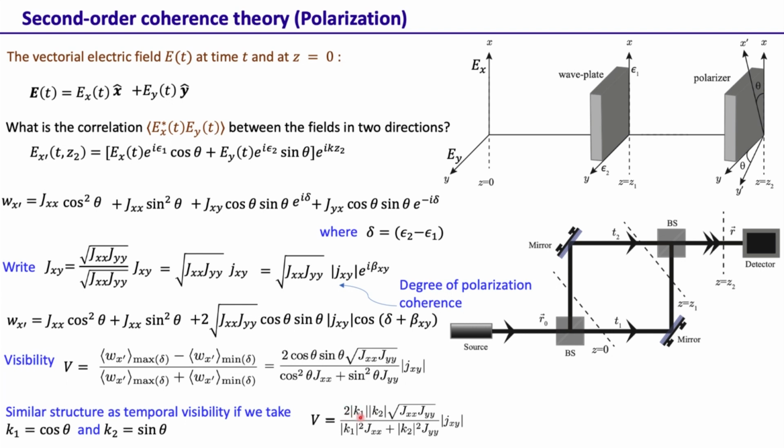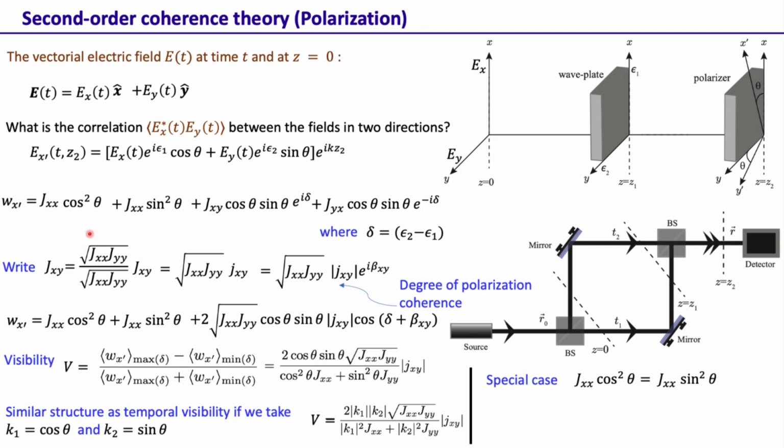So there we had 2 k1 k2, the intensity in the x direction, the intensity in the y direction. If we recognize that k1 is cosine theta and k2 is sine theta, then we can write this in terms of k1 and k2. It will look like this, and this structure is the same as we saw in the case of temporal visibility. Okay, so this is the visibility for polarization interference.